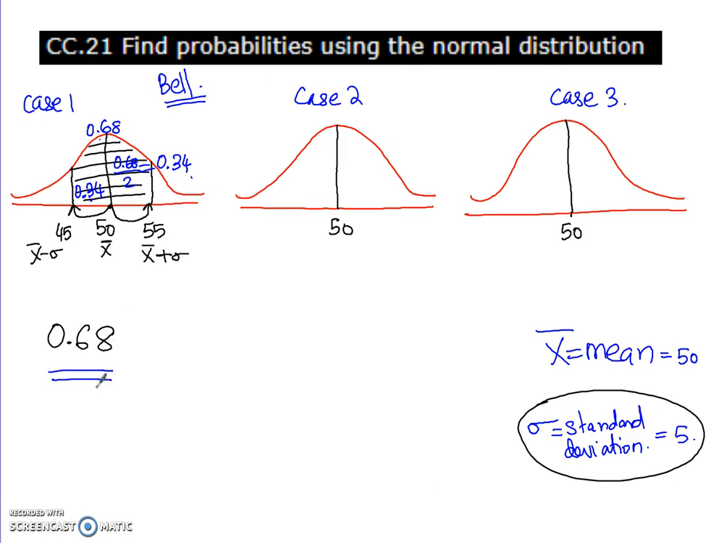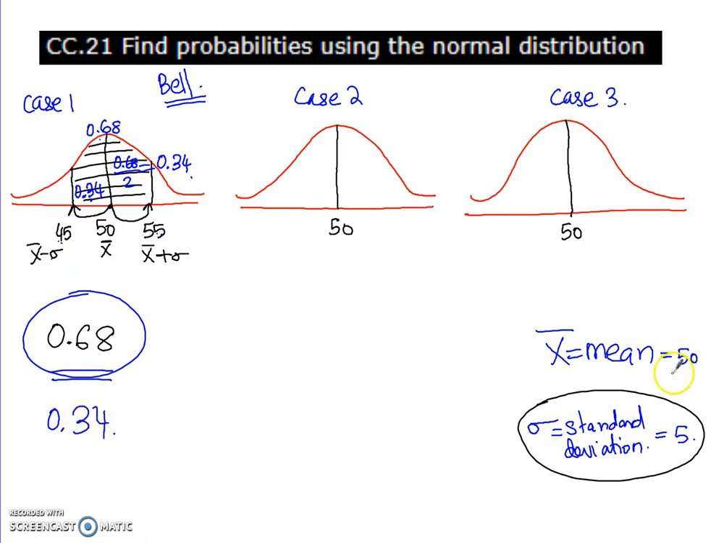So whenever these numbers are 1 times the standard deviation on either side, the probability is 0.68. And if they only ask you for one half's probability, it's half of it, 0.34.